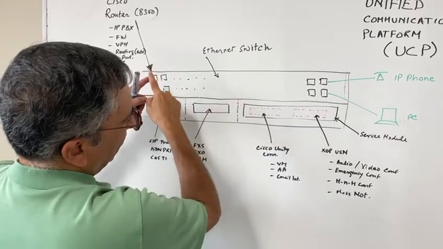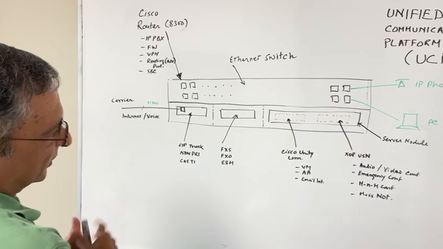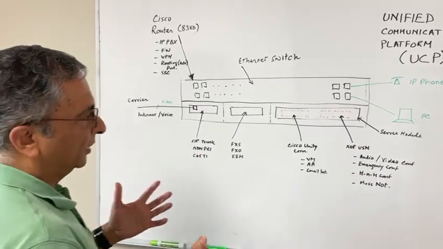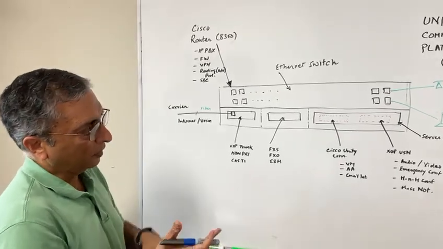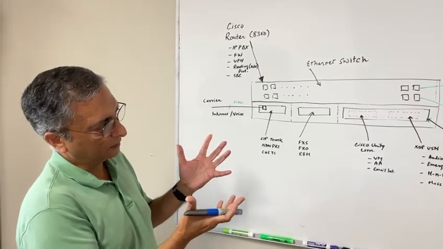So the bottom line is, by using this kind of architecture, which is essentially based on Cisco's router, we are able to provide a business with all of their telephony needs as well as all their data needs. That's what this is all about.